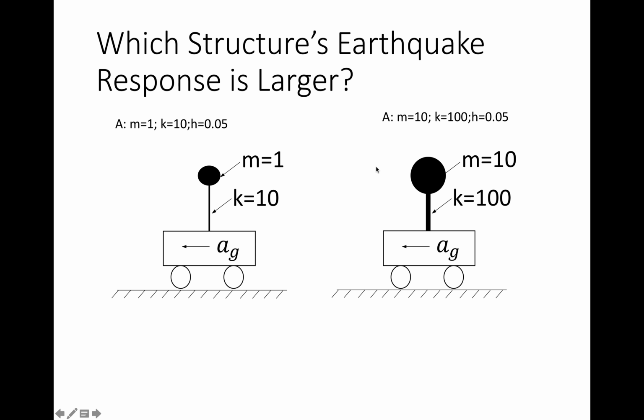So here is a question. There's a structure A and structure B, and both of them have a mass m and stiffness k. Structure 1 has m equals 1, and the second one has m equals 10. The first one's stiffness is k equals 10, the second stiffness is k equals 100. So which structure's response is larger? The result is they should have the same response.